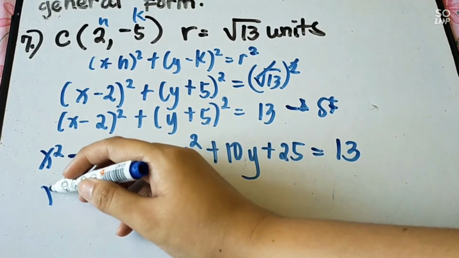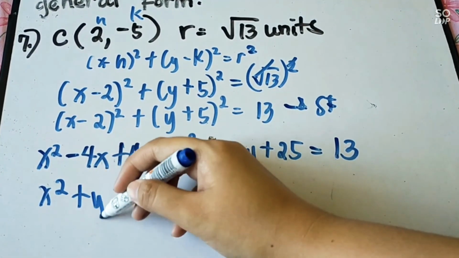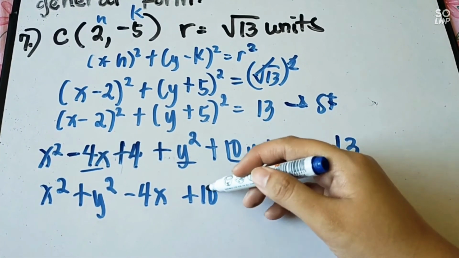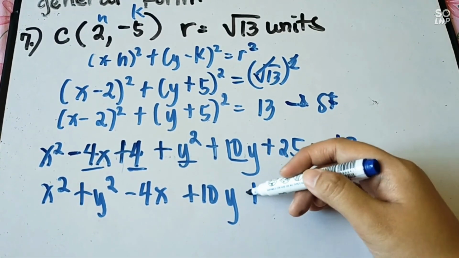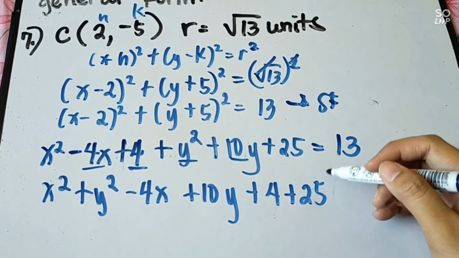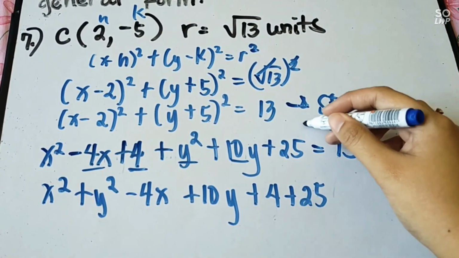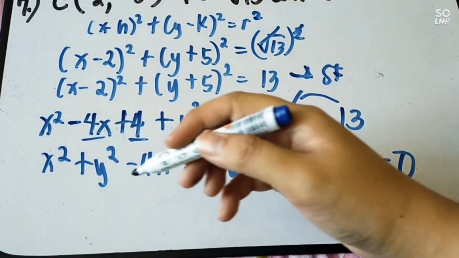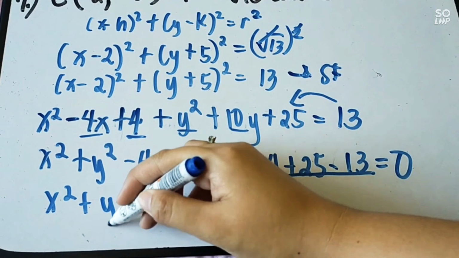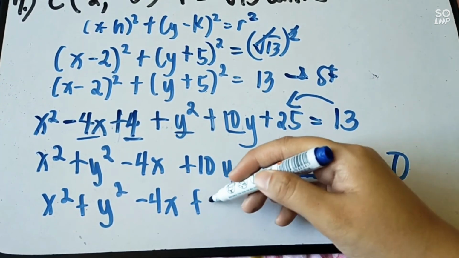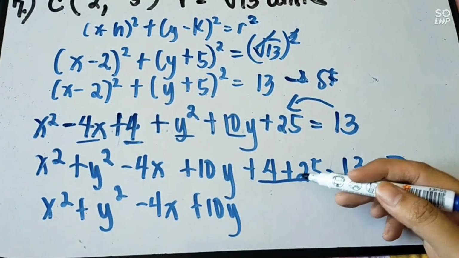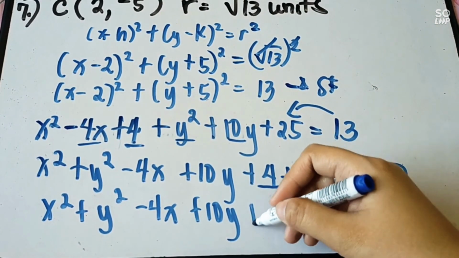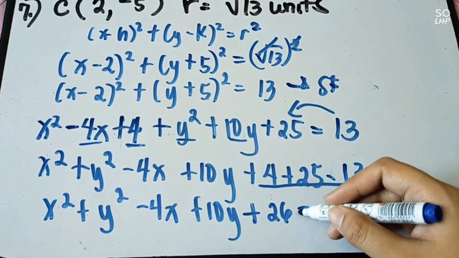After that, arrange na natin. So, we have x squared muna. Sunod, we have plus y squared. Next, we have negative 4x. Next, we have plus 10y. Next, yung mga walang variables, we have plus 4, plus 25. Then, si 13, lipat mo na sa kabila. Minus 13 is equals to 0. Then, combine natin ere. So, we have x squared plus y squared minus 4x plus 10y. Then, 4 plus 25, the answer is 29. 29 minus 13, we have plus 16 is equal to 0.